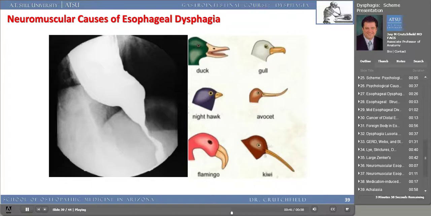Recognize the bird's beak shape of the distal esophagus. This is a classic example of a neuromuscular cause of esophageal dysphagia secondary to lack of nerves in the myenteric plexus of the distal esophagus.